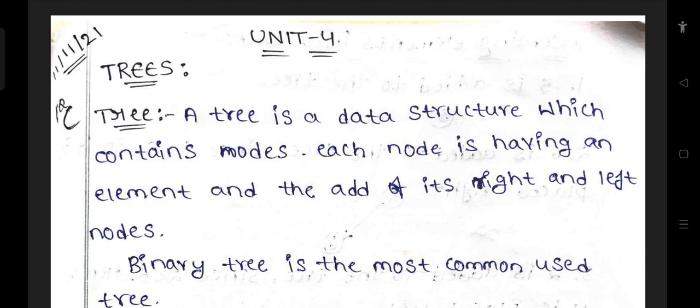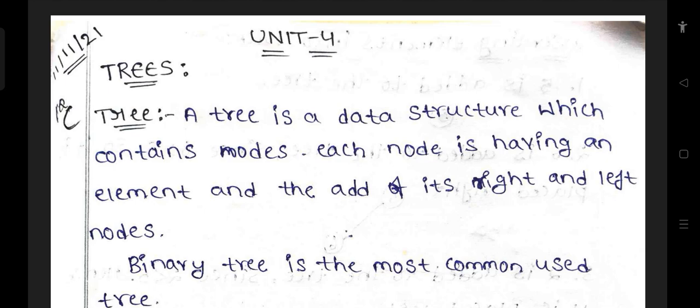In continuation of data structures, we are in the fourth unit of that paper of the Andhra University based syllabus, and in the fourth unit we discuss non-linear data structures. That means trees and graphs. Trees and graphs are examples of non-linear data structures. So let's begin our class with the concept of tree.